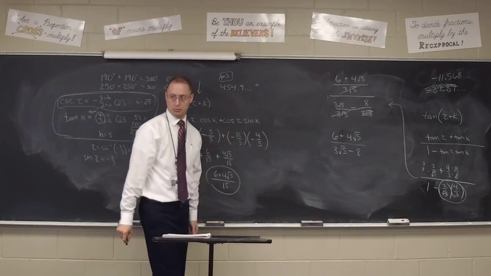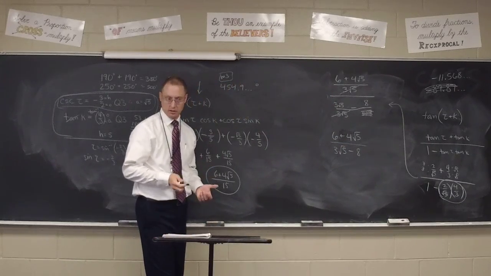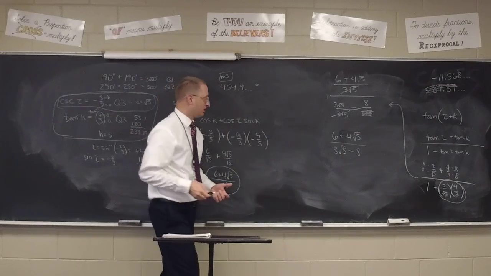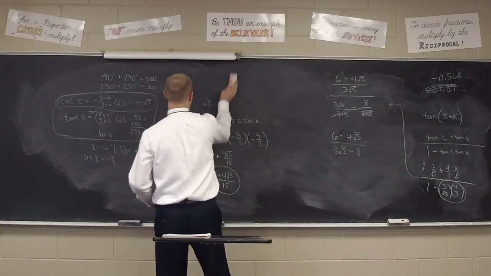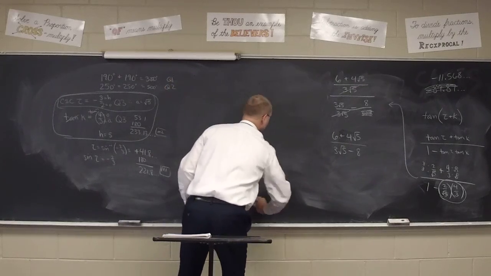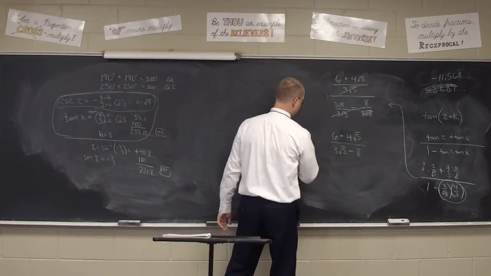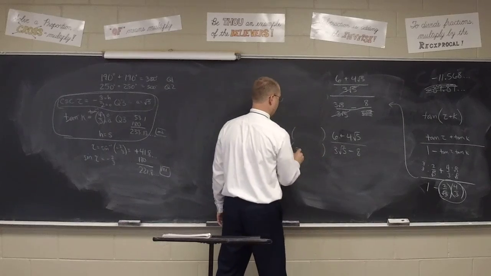You still following the algebra, or do we need to slow down and re-explain? Okay, we're all good. What do we have to do now? Multiply by the conjugate. What's the conjugate? 3 square root of 5 plus 8.